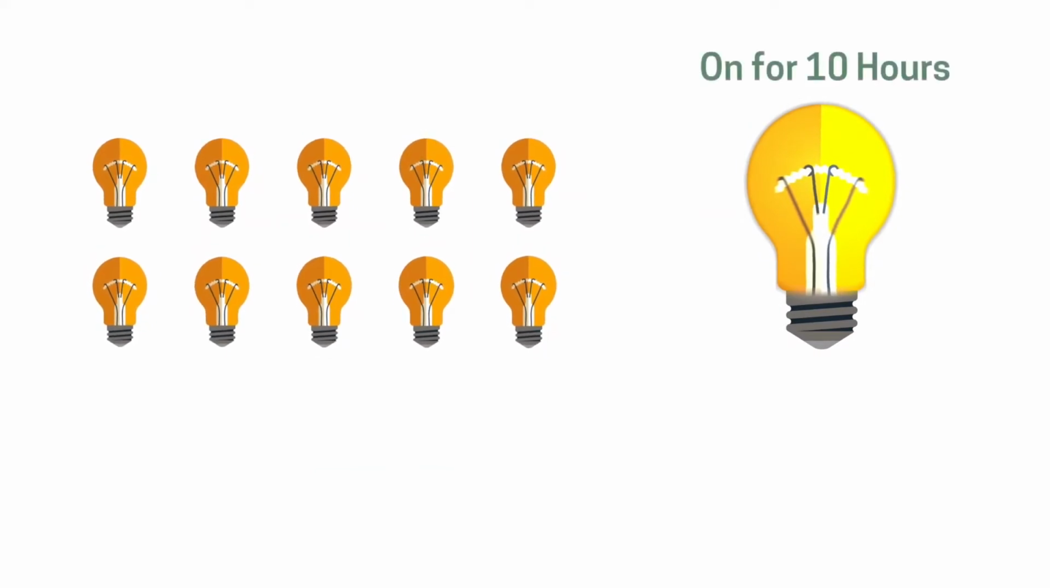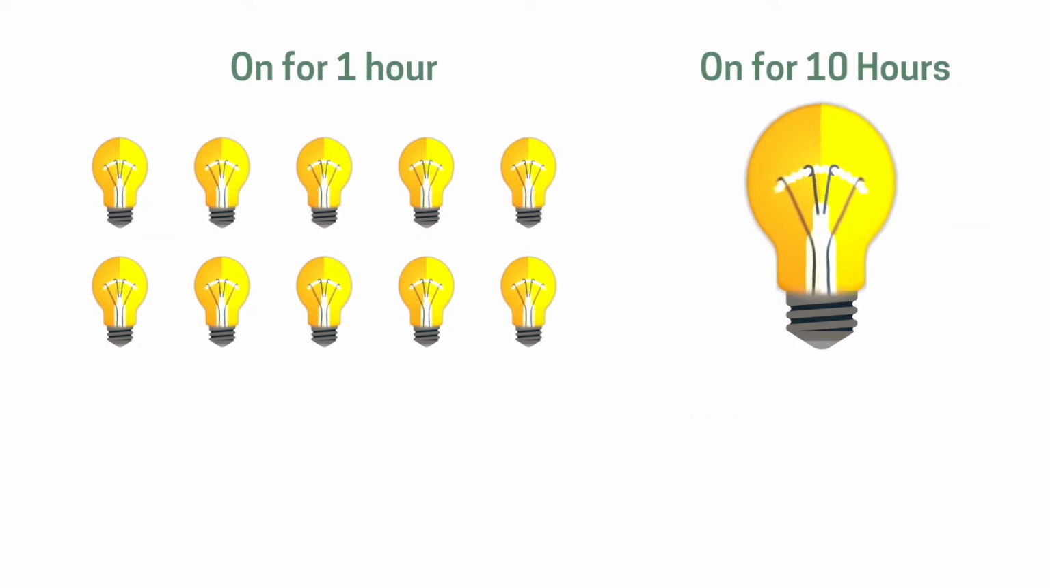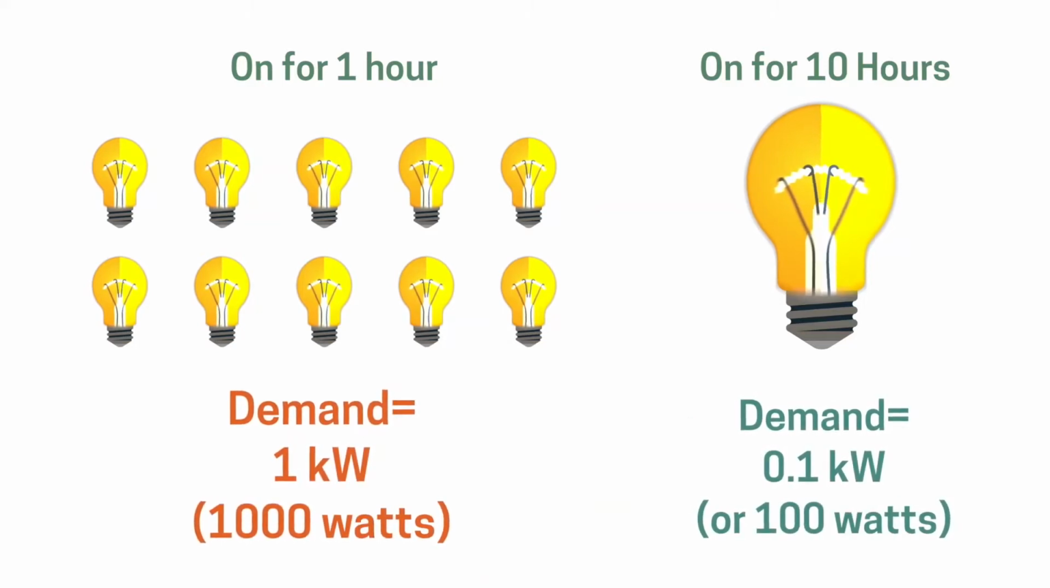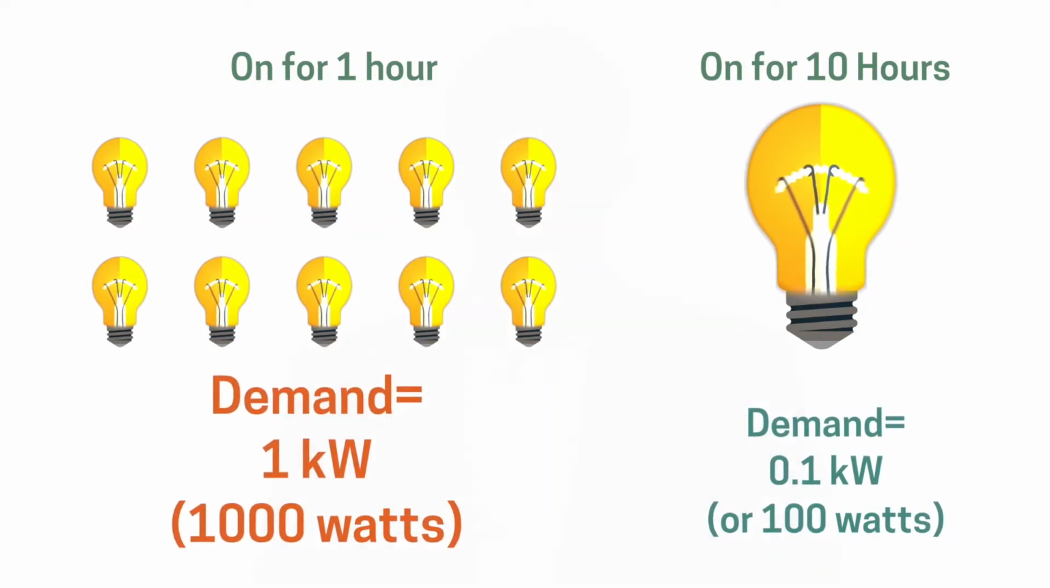To meet our demand, the utility must have 1 kilowatt ready at all times in case all 10 bulbs are turned on. Whether we have a single 100-watt light bulb running for 10 hours or a bank of 10 100-watt bulbs running for 1 hour, our consumption is the same, 1 kilowatt hour or 1,000 watt-hours. The bank of 10 100-watt light bulbs, however, demands 10 times more electricity from the utility than a single 100-watt bulb does. So, even though the electrical consumption is the same in these two cases, the demand is much different in this scenario involving the bank of 10 100-watt bulbs. Simply put, the bank of 10 100-watt bulbs demands more energy from the utility.